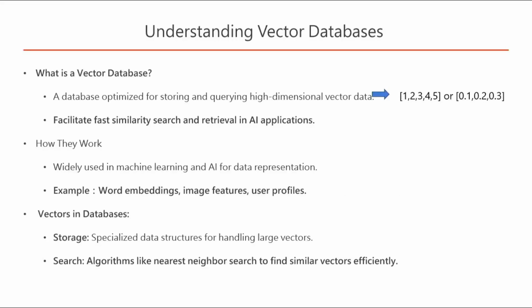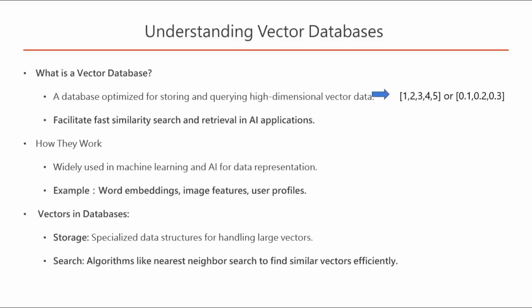Let me talk about understanding the vector. In the previous slide we talked about the vector database. A vector database is a database optimized for storing and querying high-dimensional data, like the example we gave, 1, 2, 3, 4, 5 or 0.1, 0.2, 0.3, and it facilitates fast similarity search and retrieval in AI applications.